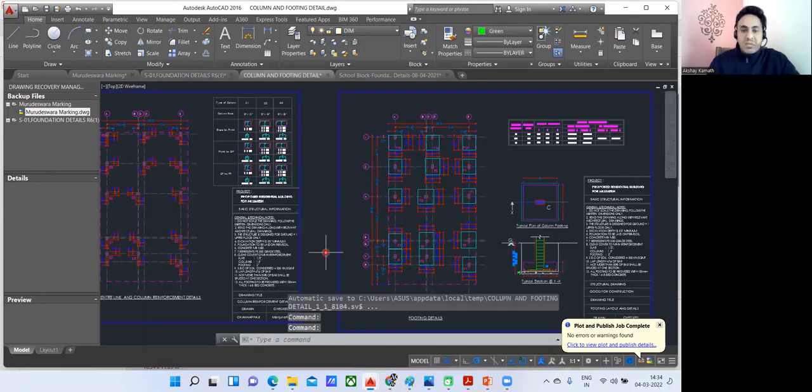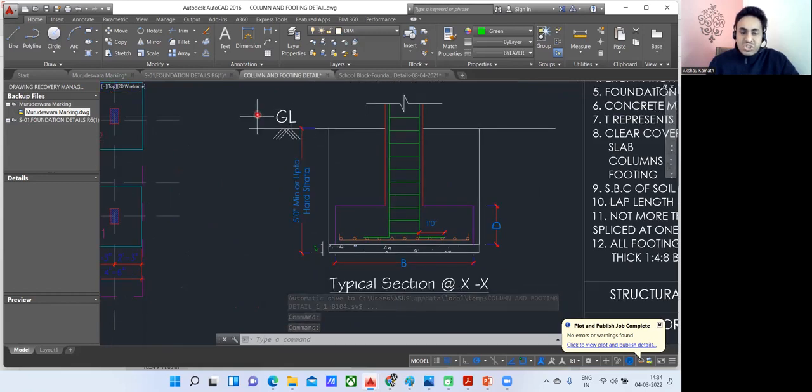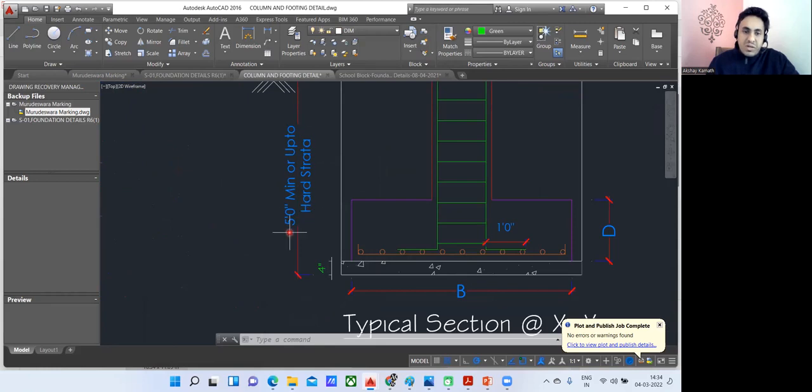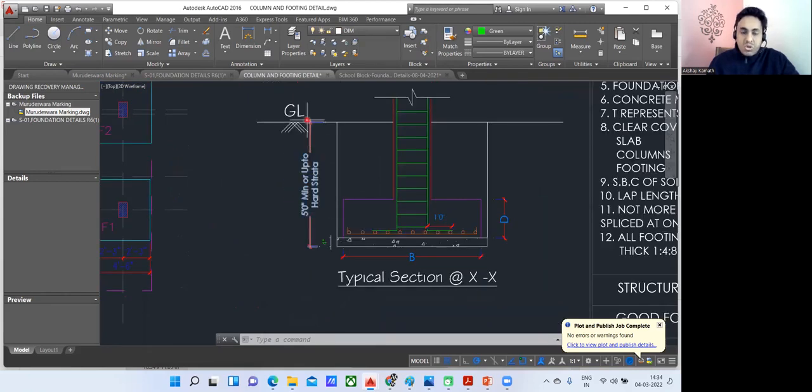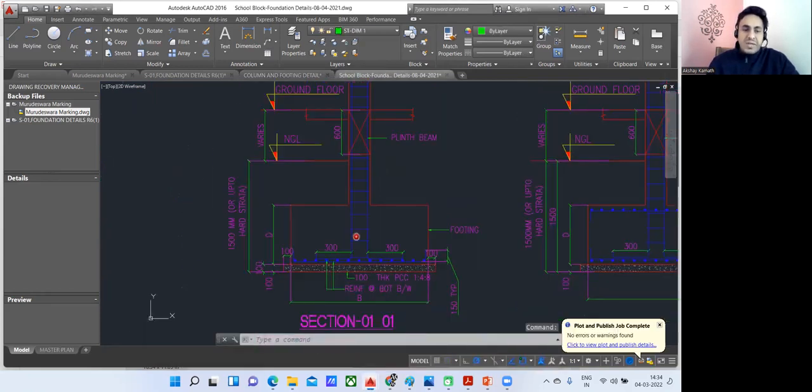In the same way I've taken one more drawing here. Now again we can see what is mentioned here. Again it is mentioned GL. From here to the bottom of the PCC it is mentioned 5 feet minimum or up to hard strata. So you're going to do the excavation up to 5 feet, okay. I hope this many drawings are enough for our understanding. Anyway, we'll take another two drawings.